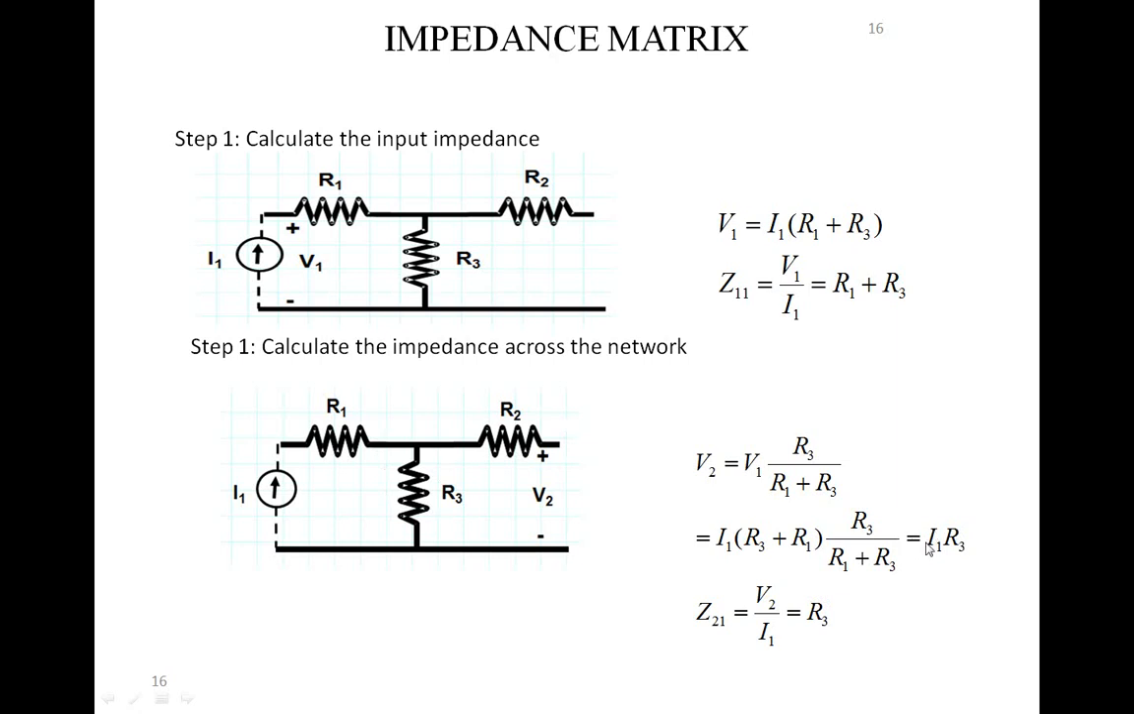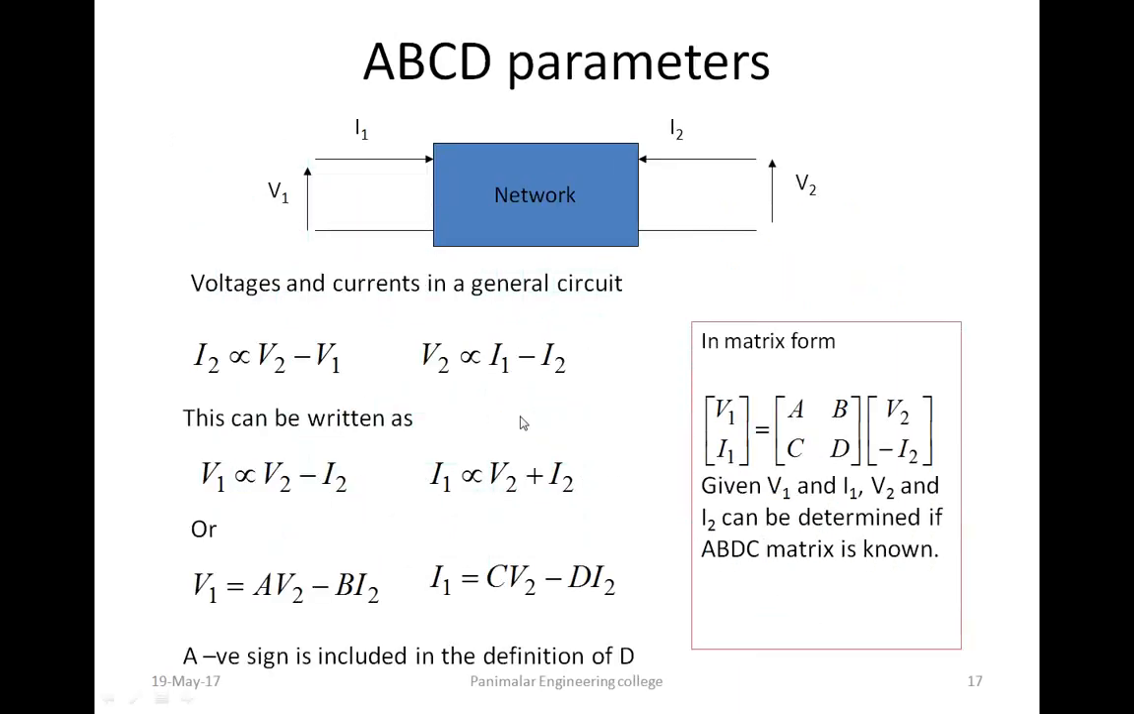So the expression is written as I1 into R3. So the corresponding impedance value is going to be Z21, which is nothing but V2 by I2, which is equal to R3. And coming to the analysis of ABCD parameters, these ABCD parameters are slightly applicable for mid-frequency analysis.